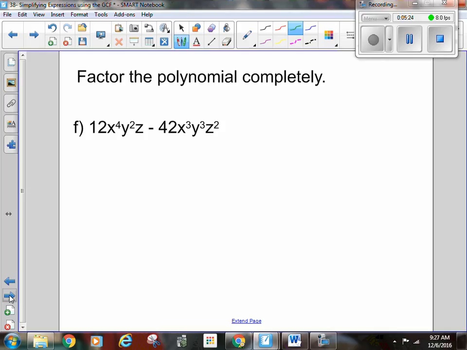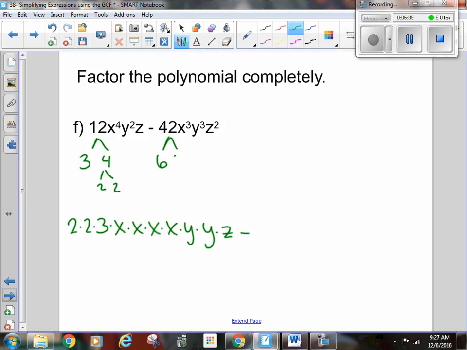Okay, so let's try that again here. 12, let's do 3 and 4. So we have 2, 2, 3. We have 4 x's, 2 y's, and a z. Ooh, 42, 6 and 7. 7 doesn't go any further, but 6 is 2 and 3. So we have 2, 3, 7. We have 3 x's and 3 y's and 2 z's.